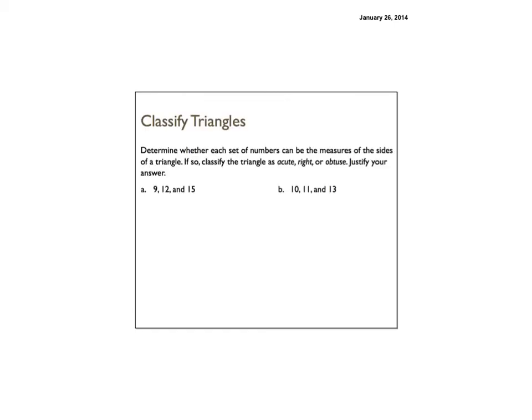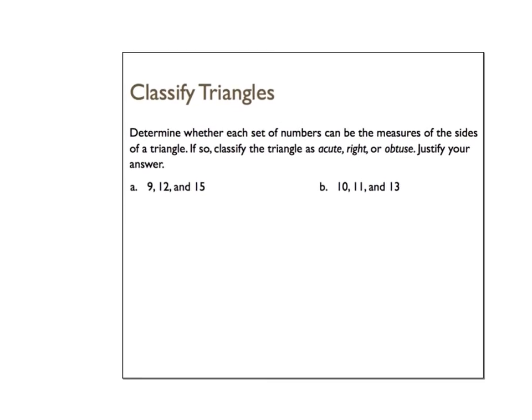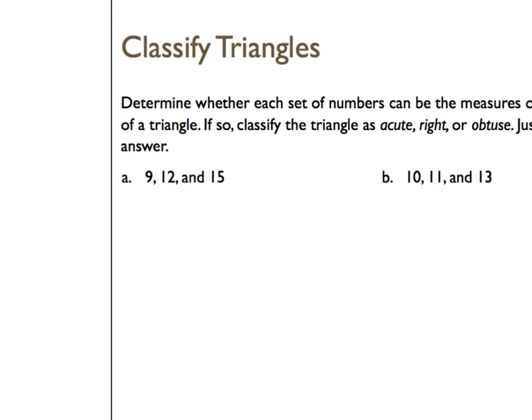All right, so let's go through what we would do to test to see if we have valid sides of a triangle. And then if we do, we're going to look at it and see what kind of triangle we have. Now to test if we have a triangle, we're first going to look at the sides. We want to look at the two smaller sides.